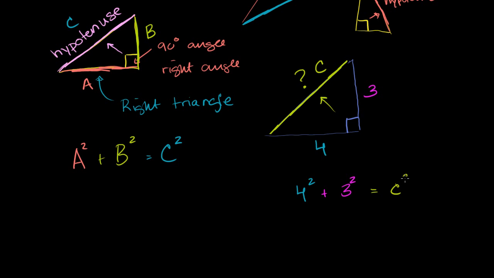is going to be equal to c squared. And then you just solve for c. So 4 squared is the same thing as 4 times 4. That is 16. And 3 squared is the same thing as 3 times 3. So that is 9. And that is going to be equal to c squared.